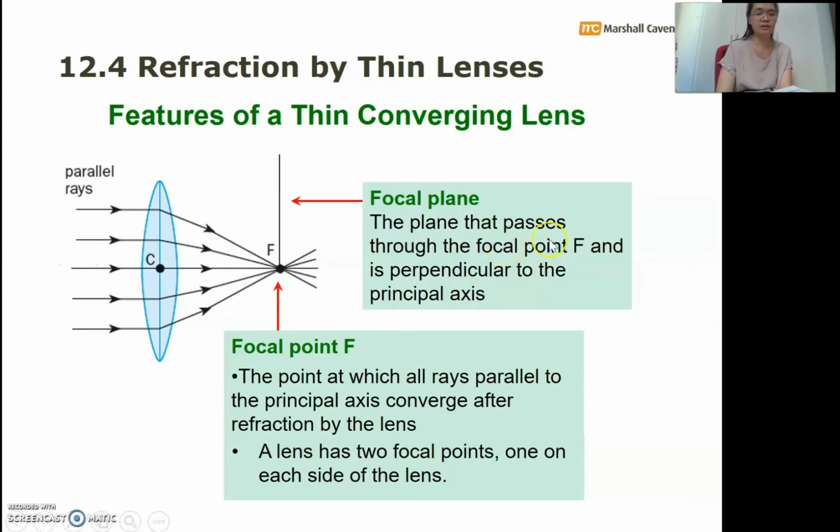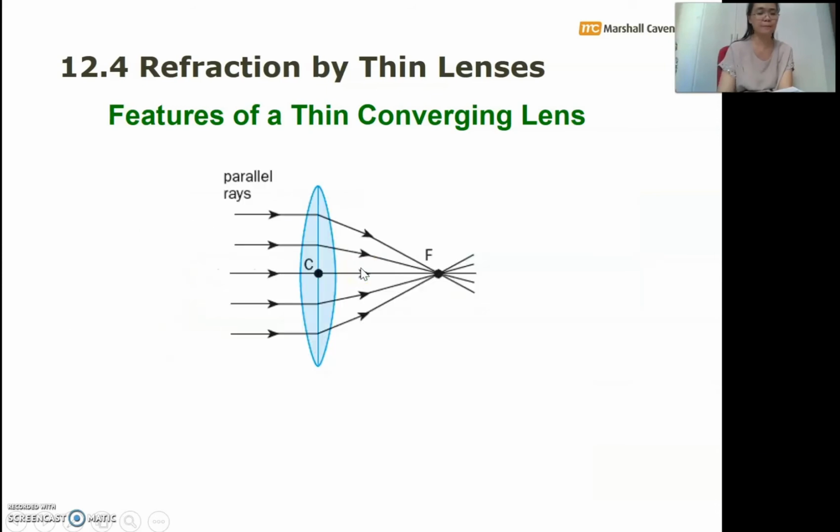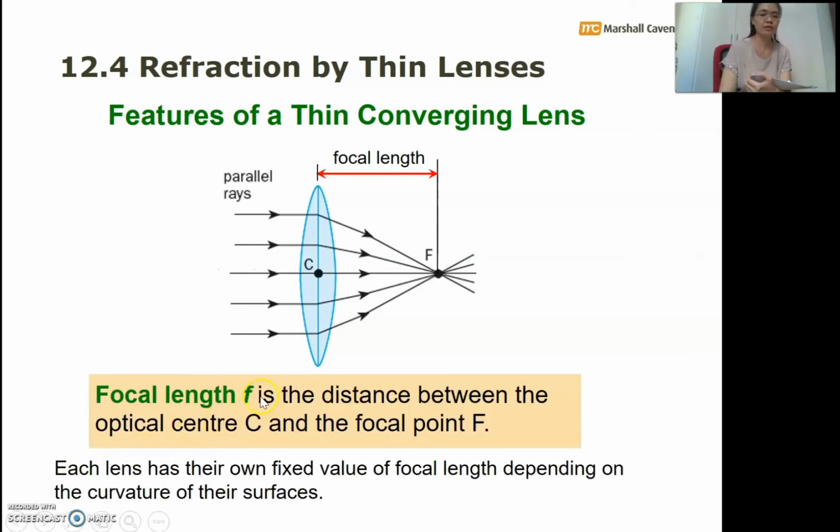Then the focal plane is the plane that passes through the focal point F, and it is perpendicular to the principal axis. Now the last feature of the thin converging lens, we have focal length represented by small letter f. This is the distance between the optical center, capital C, and the focal point, capital F. Now every lens has its own fixed value of focal length. And this focal length depends on the curvature of the surface.